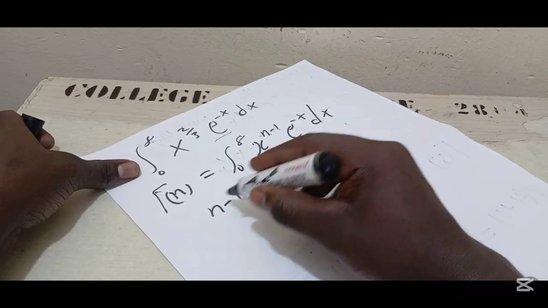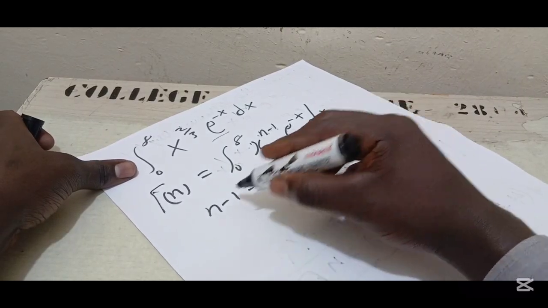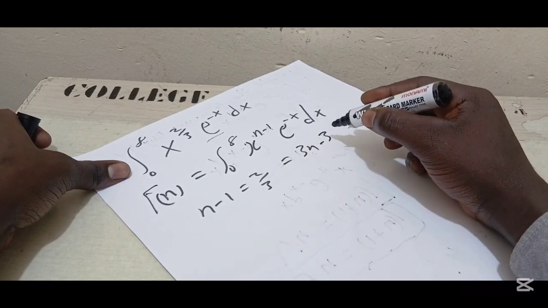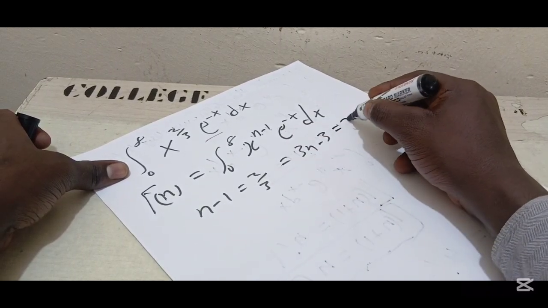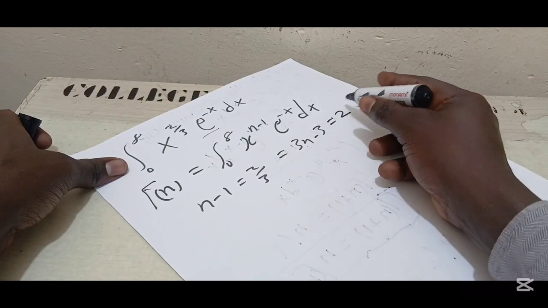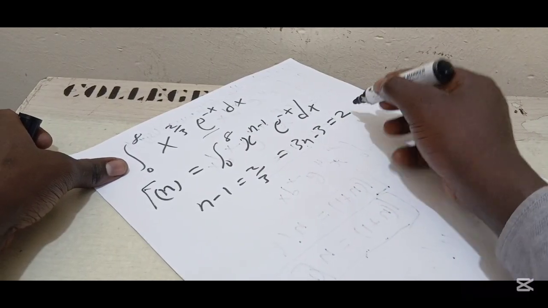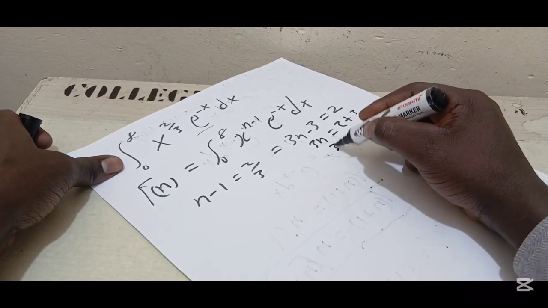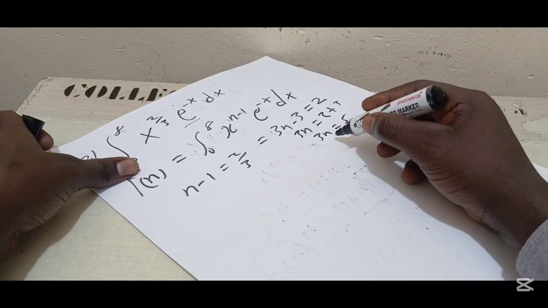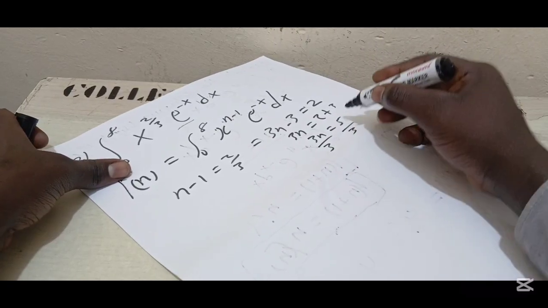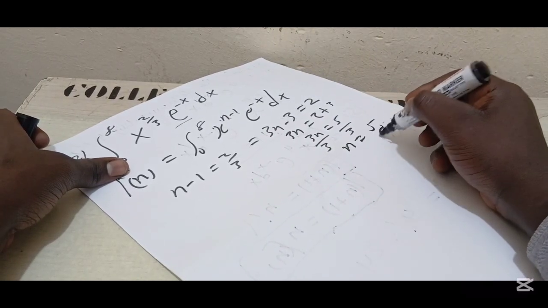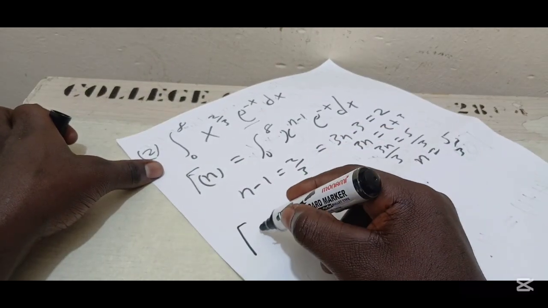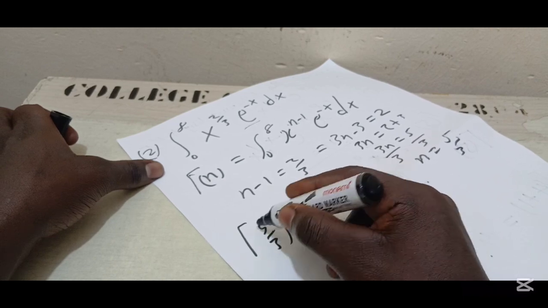So multiplying by 3, we get 3n, 3 multiplied by minus 1, minus 3, and 3 multiplied by 2 on 3, where the 3 will cancel out, giving us 2. So this minus 3 should cross to give us plus 3. So we have 3n equal 2 plus 3, which is 5. So 3n equal 5, right? Dividing through by 3, we get n equal 5 on 3. So we just take our gamma 5 on 3.